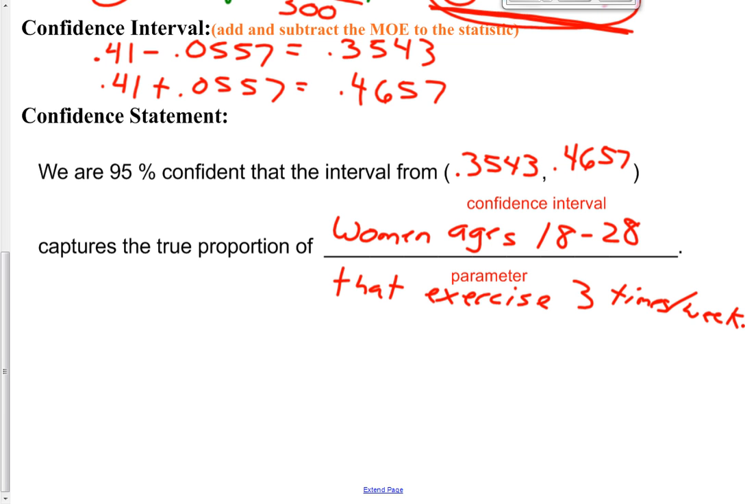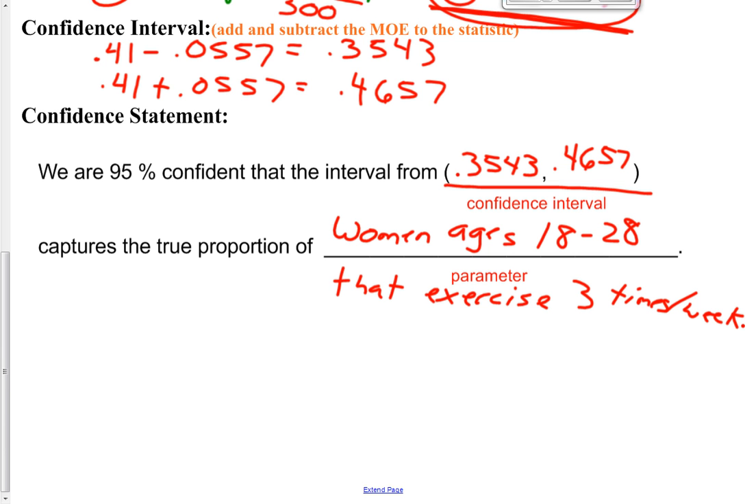Okay? So if we did 100 samples, we would predict that 95 of them will give this result, somewhere between 35% and 46.5%. Okay, it'll be somewhere in there. So that's how we're going to write it for our worksheets. That's how we're going to write it for our test questions.